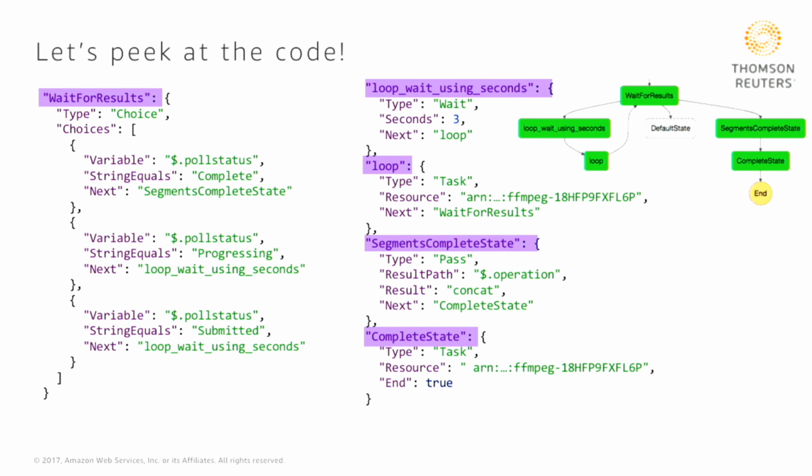a loop. I won't enter into all the details because it's quite tricky, but the idea is that they have a multiple state where they arrive and they look for a poll status, and they have a choice. So if they arrive here, and the poll status is just submitted, then they go to loop waiting using seconds. Loop wait using seconds will wait 3 seconds and then call a Lambda function. The Lambda function will look at whether all the encoding of these 100 functions has completed. If it has completed, it will change the state to complete.